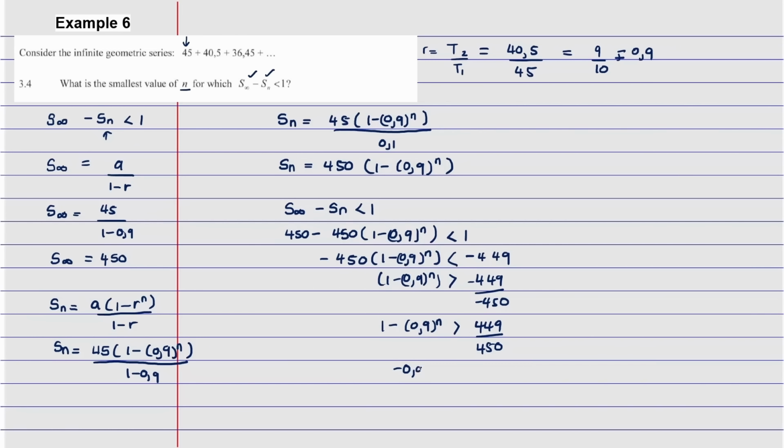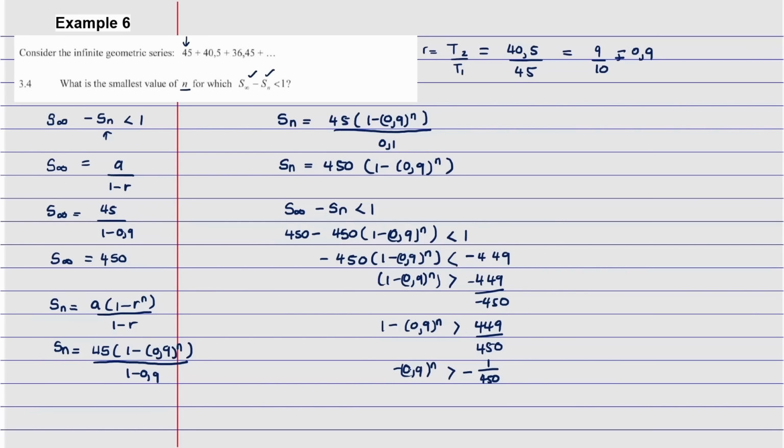Negative 0.9, right? Then it's going to be what? Then take the 1 to the other side. So it's going to be 449 divided by 450, right? Then it's going to be minus 1, which is you're going to get negative 1 over 450, right?